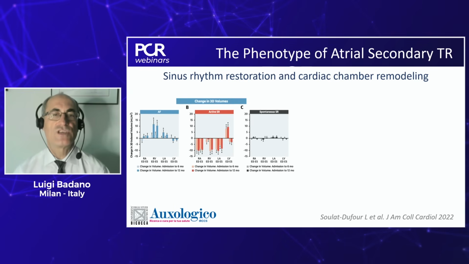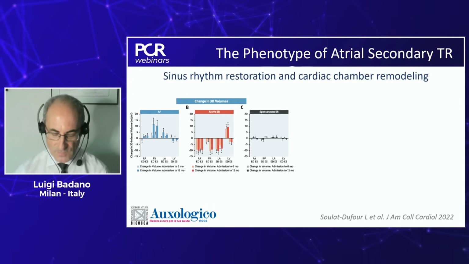And when we look at the changes in the 3D volumes of the cardiac chambers, you see that there is a consistent negative remodeling, particularly of the right atrium and the right ventricle in patients with persistent atrial fibrillation. Positive remodeling, again, more evident in the right atrium, right ventricle, and the left atrium in patients who gained the active regain of the sinus rhythm, while they were almost unchanged in patients with no spontaneous regain of the sinus rhythm.